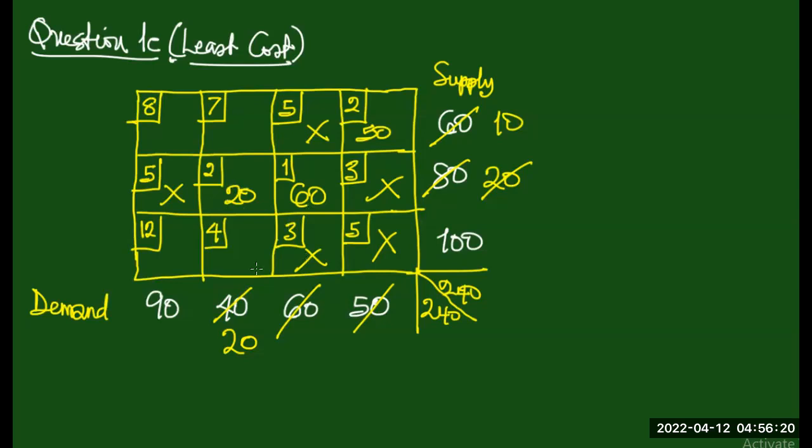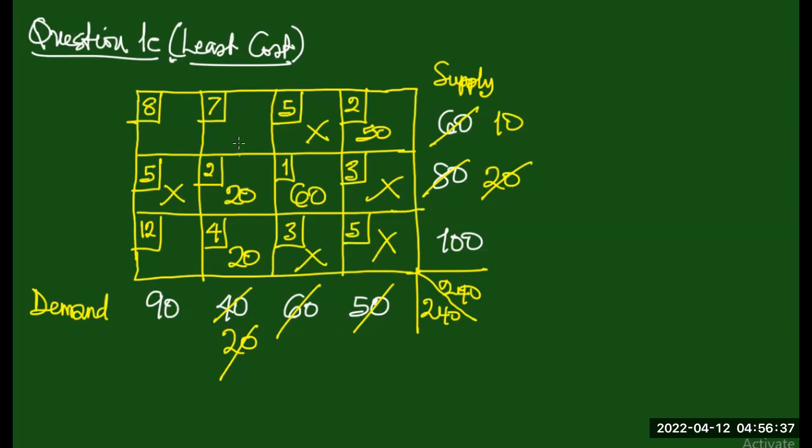So what is left? Where's the least cost? 4. So let's allocate the 4. We have 20 and 100. So what do you put here? 20. So cancel this 20 out. Then we are left with 80.